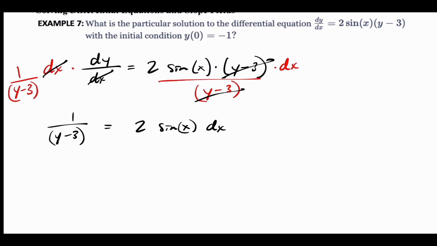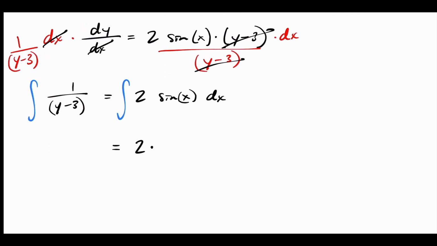Okay, here we go. Integrate both sides. The x side, let's start with the x side. It's not that bad. It's just 2 times sine of x, right? The antiderivative will be 2 times the antiderivative of sine. What's the antiderivative of sine? Negative cosine, right? So we'll put a negative in front and then a plus c there.